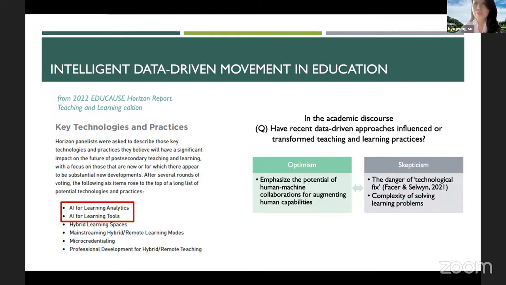But in the academic discourse, as I said before, on whether this data-driven approach has really transformed our teaching and learning practices, I can see two perspectives. One is a very optimistic view that with the use of data or AI, there is a possibility of human-machine collaboration, because machines can augment human abilities. On the other hand, there's also a skeptical view, pointing to the danger of the technological fix and highlighting the complexity of solving learning problems with AI.